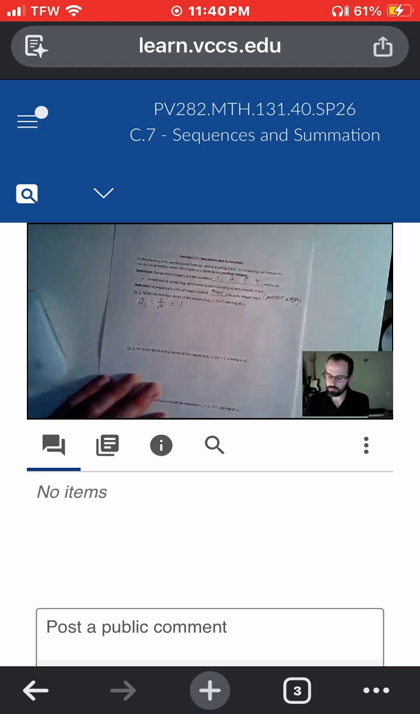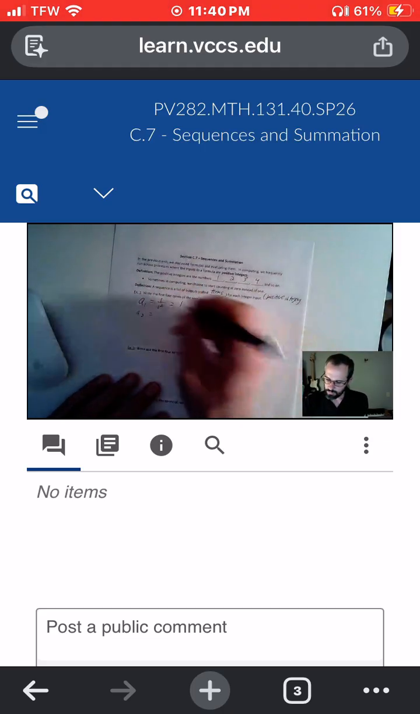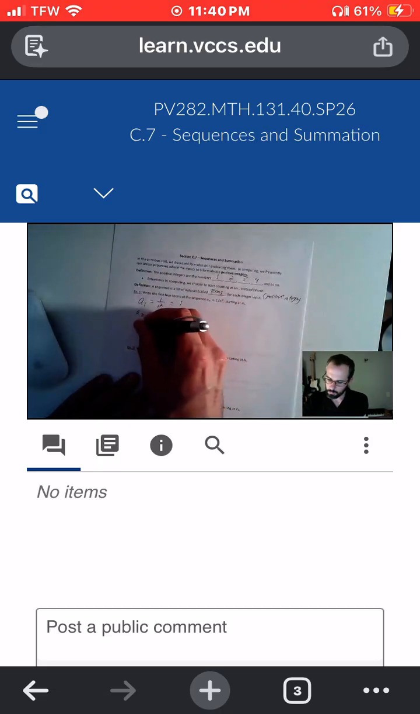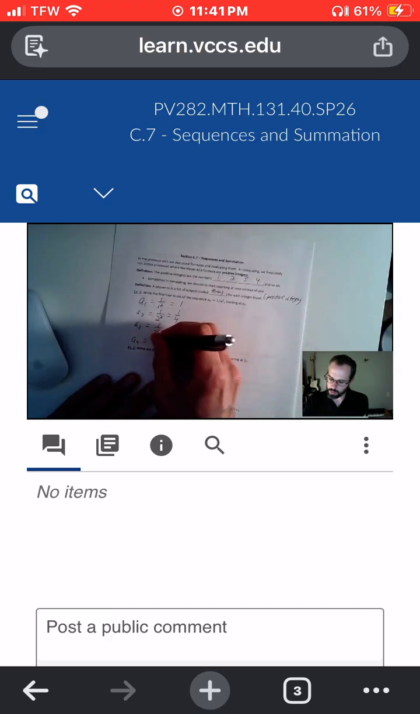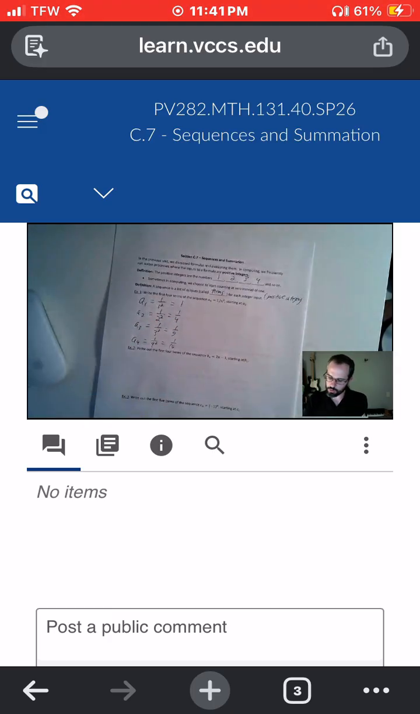So 1 over 1 squared, which you could also write as 1. A sub 2 would mean replace n with 2, so 1 over 2 squared, or you could also write that as 1/4. A sub 3 would be 1 over 3 squared. 3 squared is 9, so 1/9. And then a sub 4 would be 1 over 4 squared, or 1 over 16.